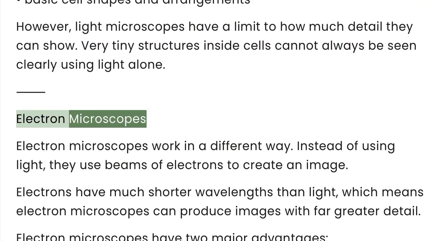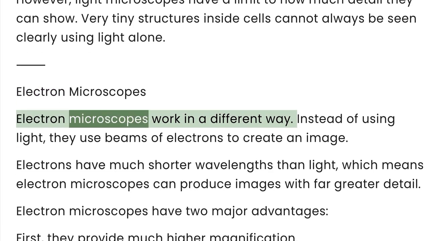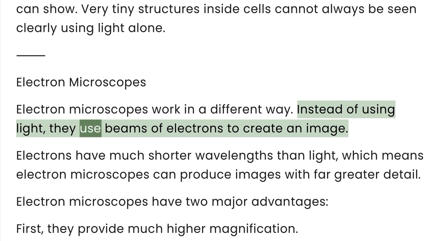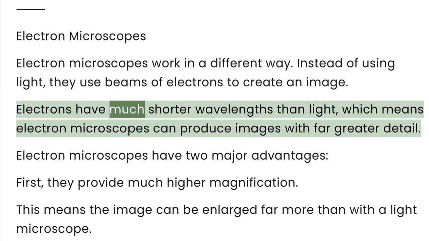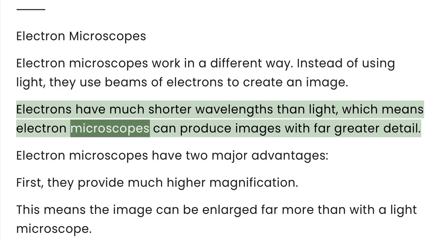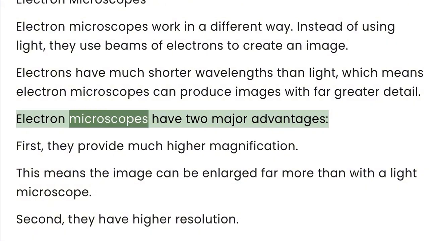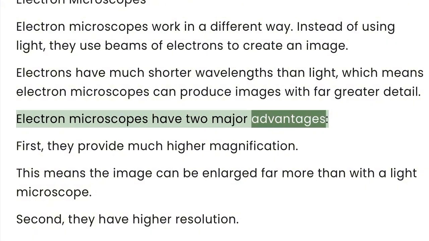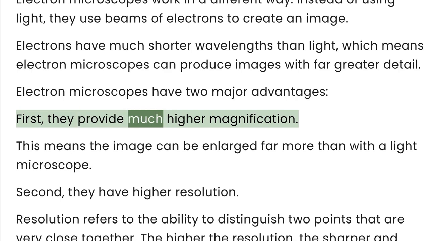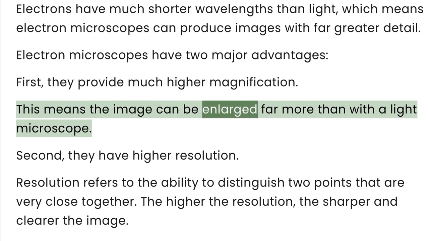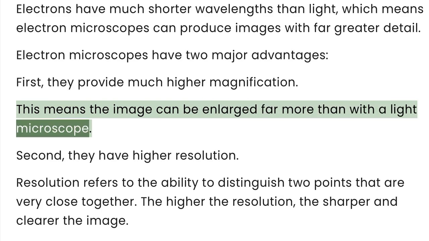Electron microscopes. Electron microscopes work in a different way. Instead of using light, they use beams of electrons to create an image. Electrons have much shorter wavelengths than light, which means electron microscopes can produce images with far greater detail. Electron microscopes have two major advantages. First, they provide much higher magnification. This means the image can be enlarged far more than with a light microscope.